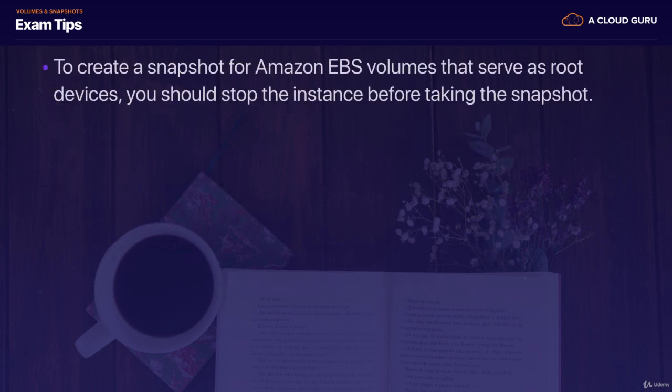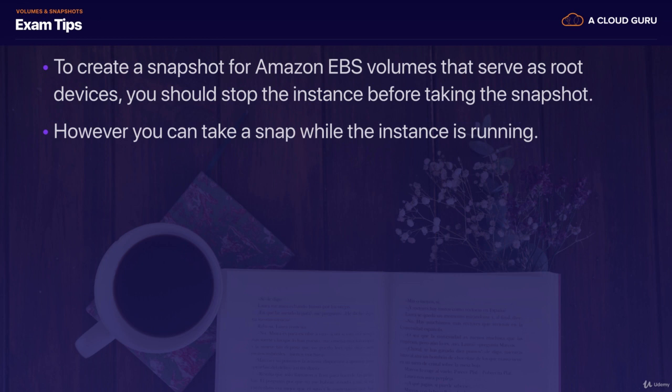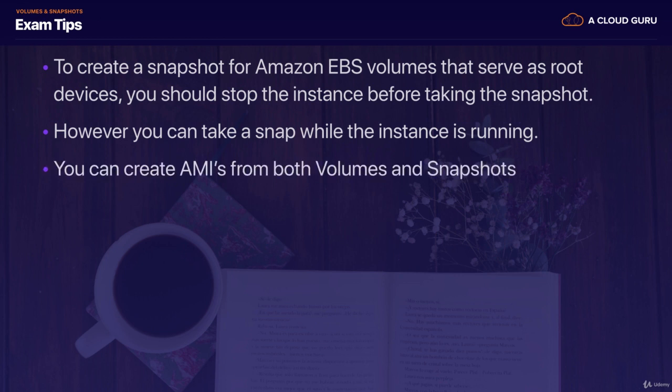Now, to create a snapshot for EBS volumes that serve as root device volumes, you should really stop the instance before taking the snapshot, especially if it's a production workload. And that will just guarantee that your snapshots are going to be consistent. However, you can definitely still take a snapshot while the instance is running.